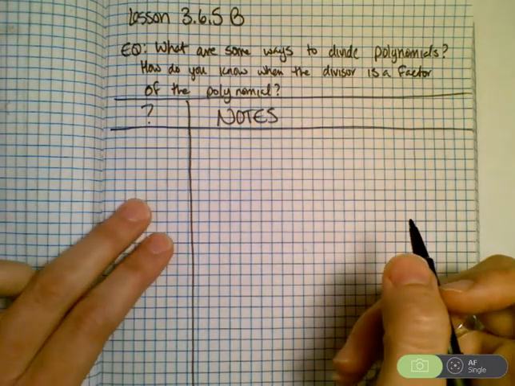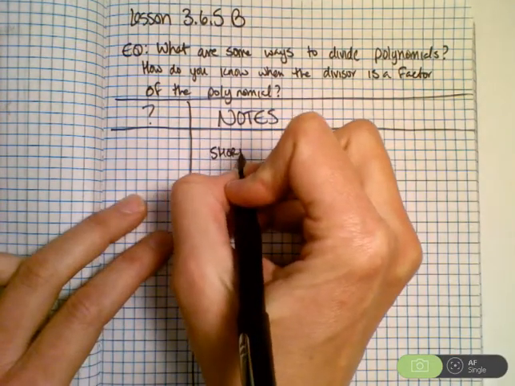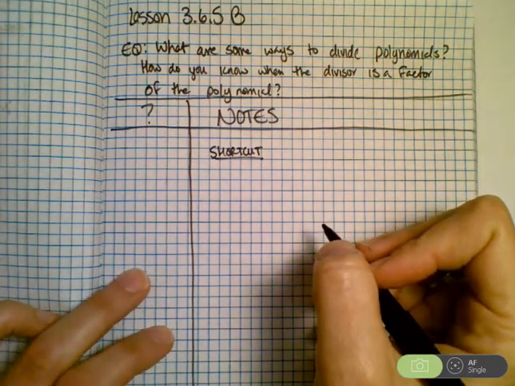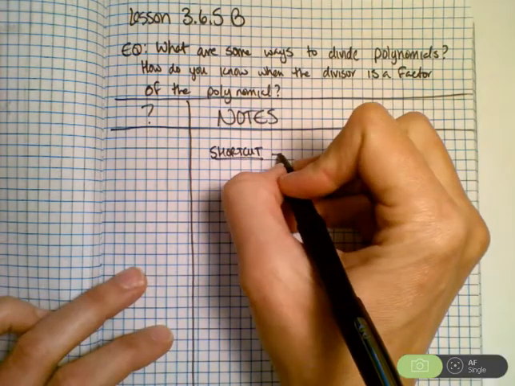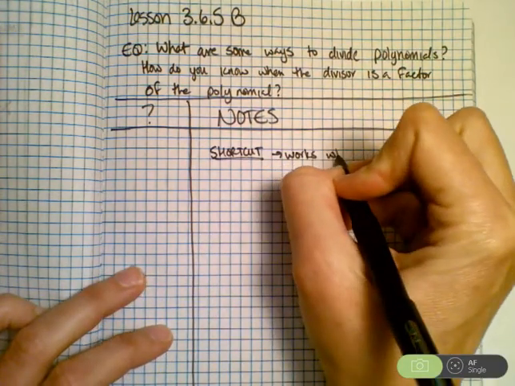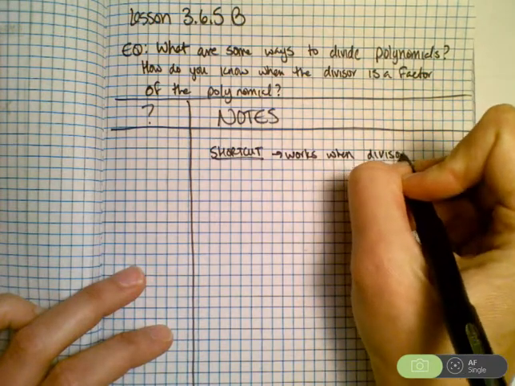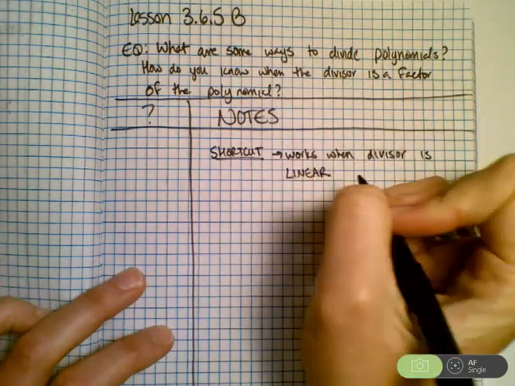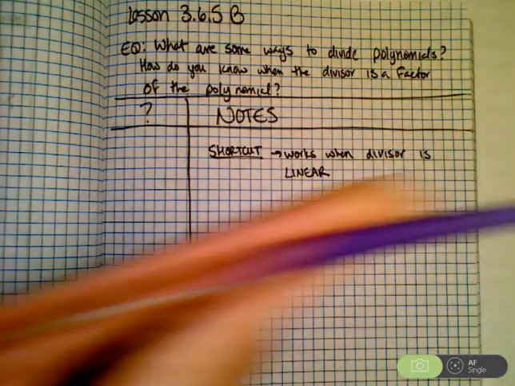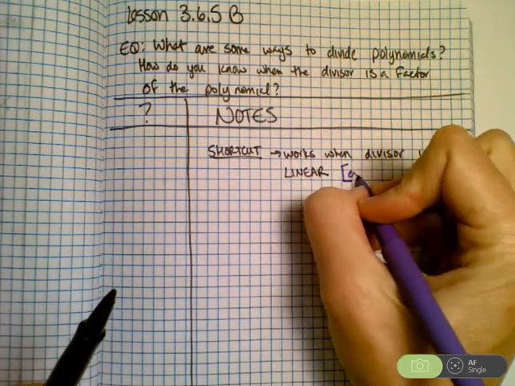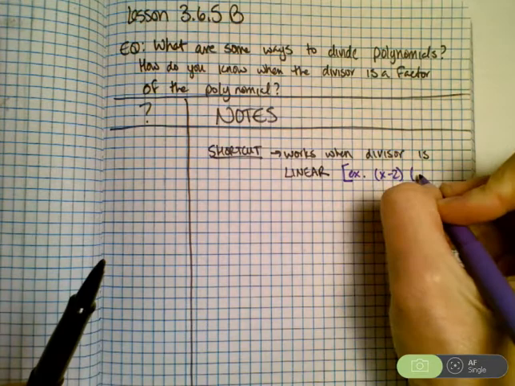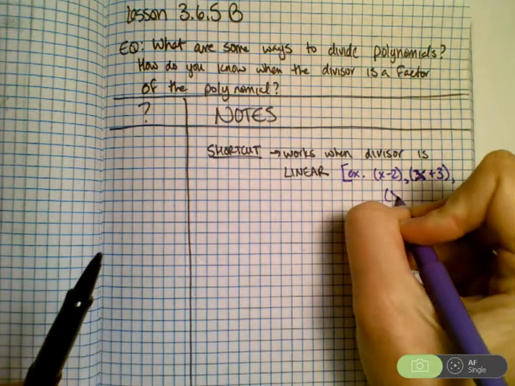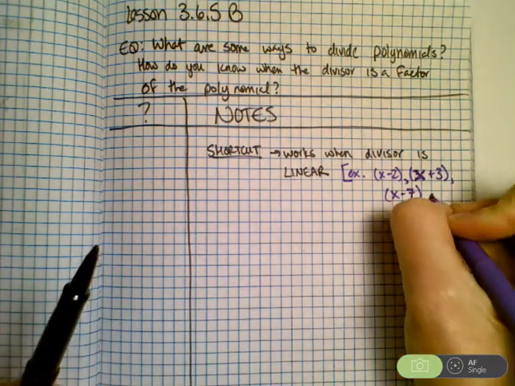So the way that we're going to look at today is a shortcut, and it only works at certain times. And that's important because if you try to use this other times, it won't work. So this is a shortcut for long division, and it works when the divisor is what we call linear. So if it's a linear factor, it means we're dividing by something like x minus 2, x plus 3, x minus 7, etc.